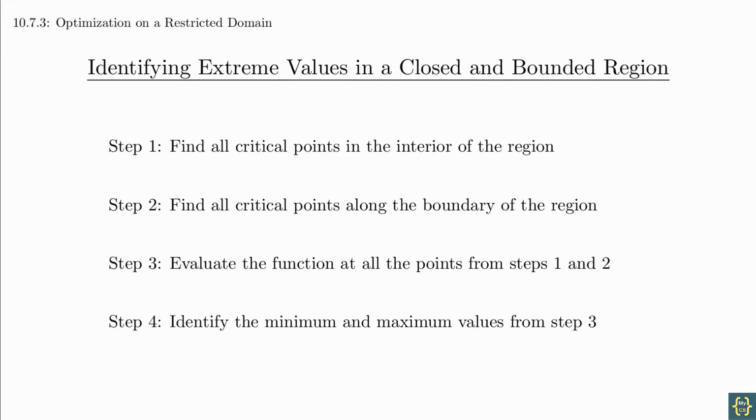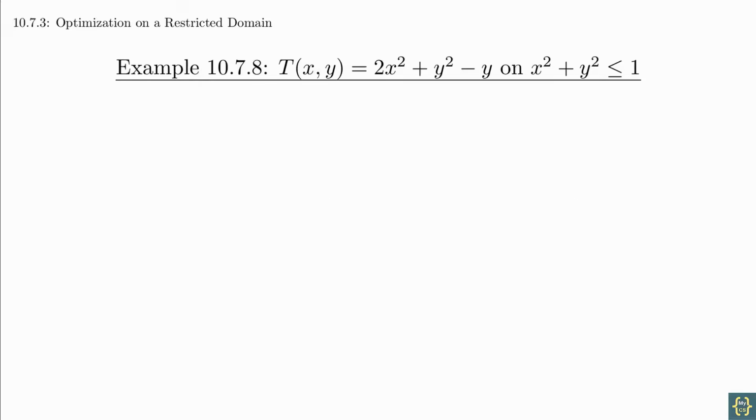We're going to do example 10.7.8 from the book to demonstrate all of these steps. The full details of the calculations are in the book, so we're just going to focus on the big ideas. We want to find the extreme values of the function f(x,y) = 2x² + y² − y, bounded by the equation x² + y² ≤ 1. Notice that the domain is a circle of radius 1 and its interior.